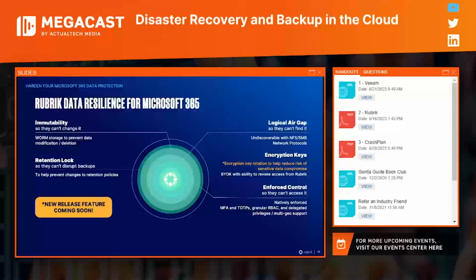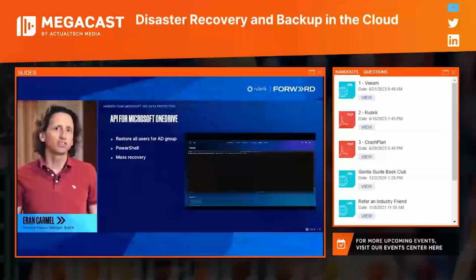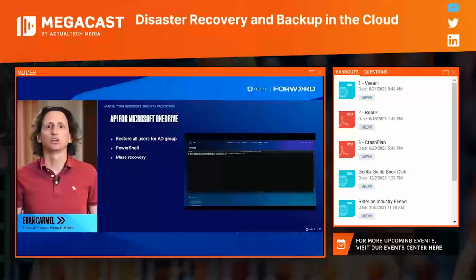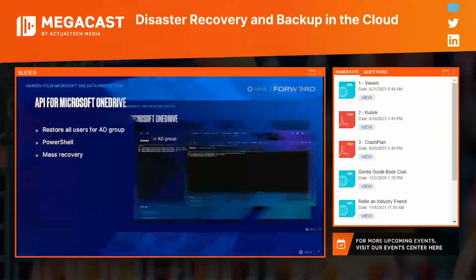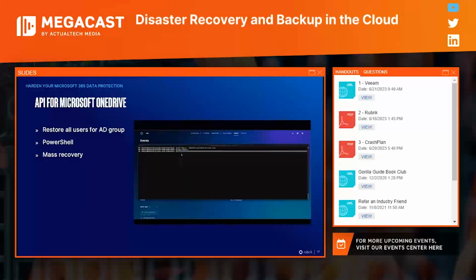In addition to all of these, we're now adding encryption rotation to help reduce your risk of sensitive data compromise, and export to PST to make exporting exchange data even easier. For fast and easy recovery, we're also introducing a new API for Microsoft OneDrive. This helps you streamline restores using PowerShell so that you could restore all users from an AD group at once in a mass recovery scenario.